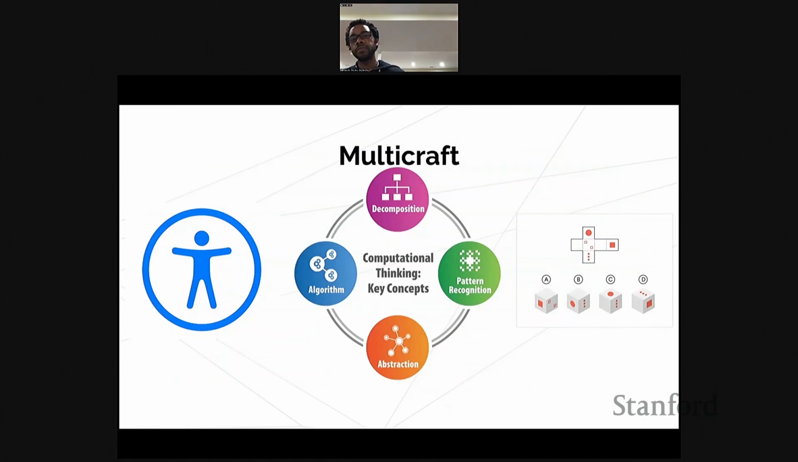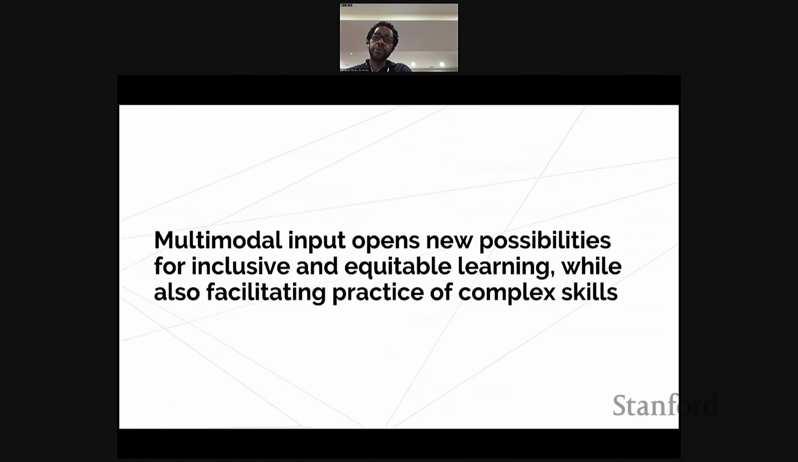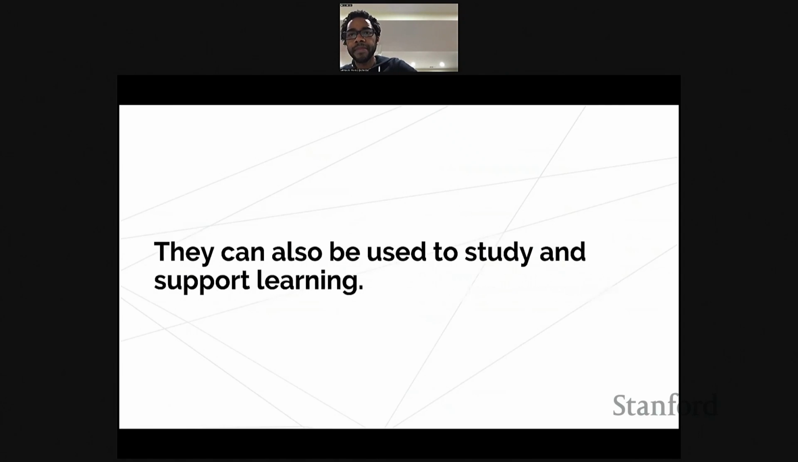So this will start to bring me to the next point. And I'll quickly say Multicraft as a platform is really motivated by goals of accessibility. But we've also really been using it as a way to engage students in computational thinking and spatial reasoning and help us see that computational and spatial reasoning. So big picture, multimodal input opens up new possibilities for inclusive and equitable learning, while also facilitating practice of complex skills like spatial reasoning, like computational thinking.